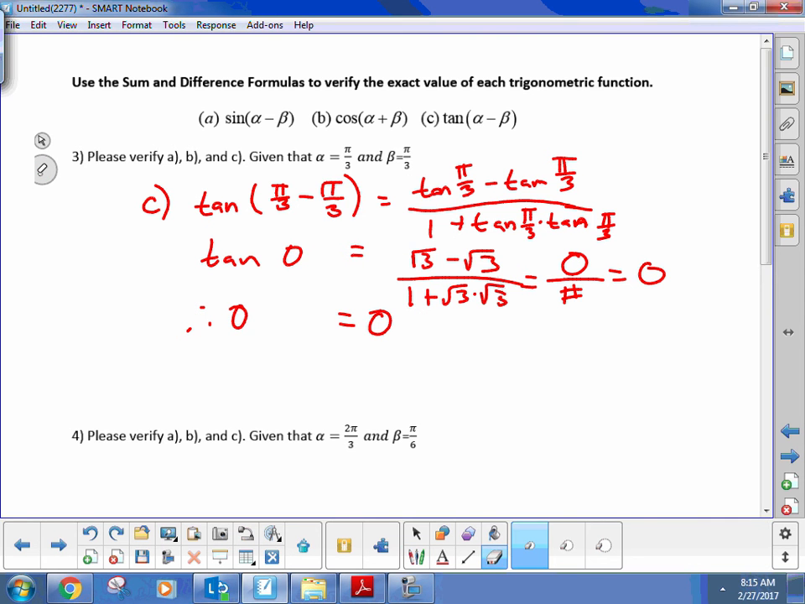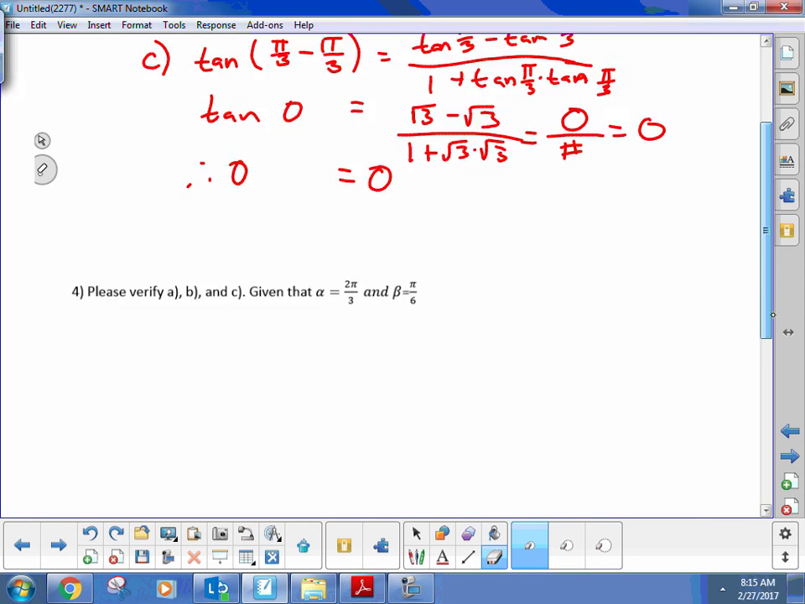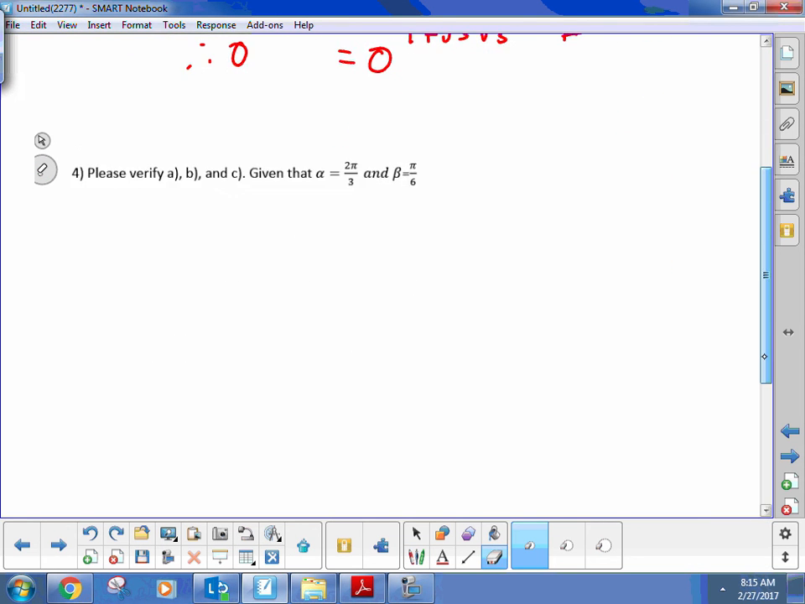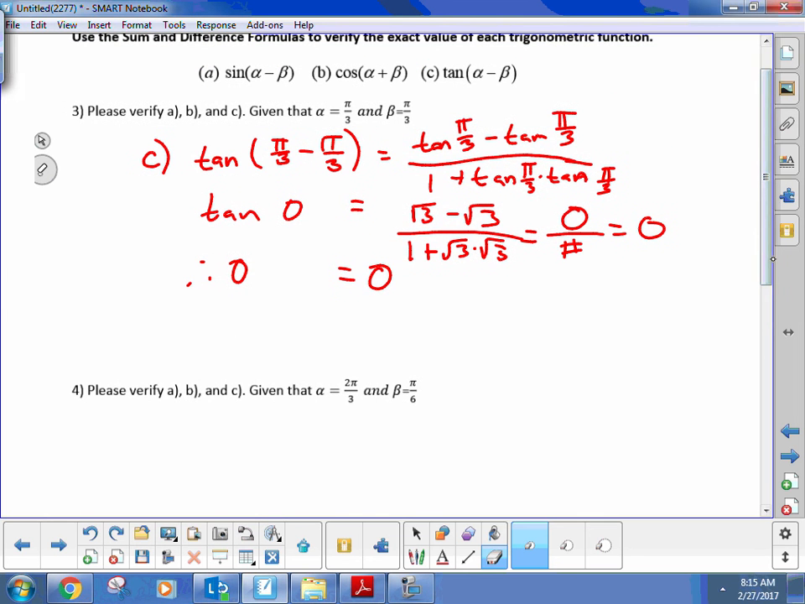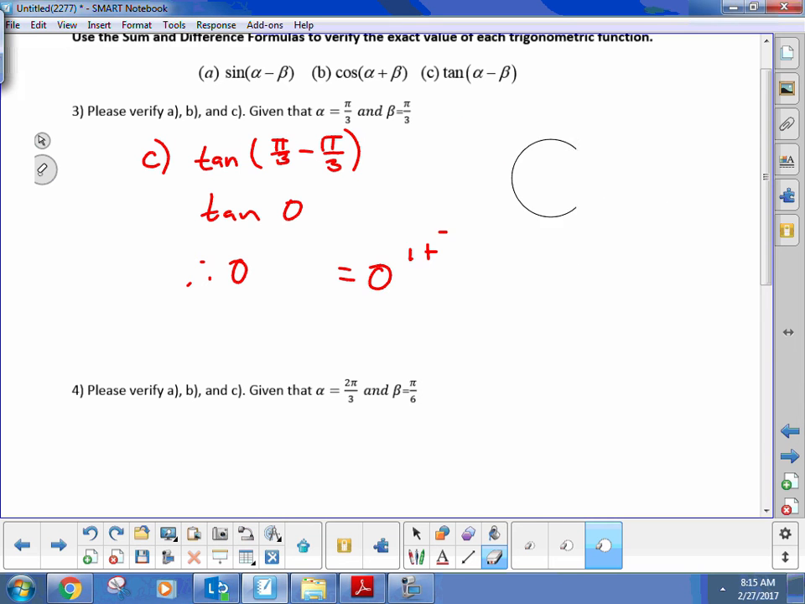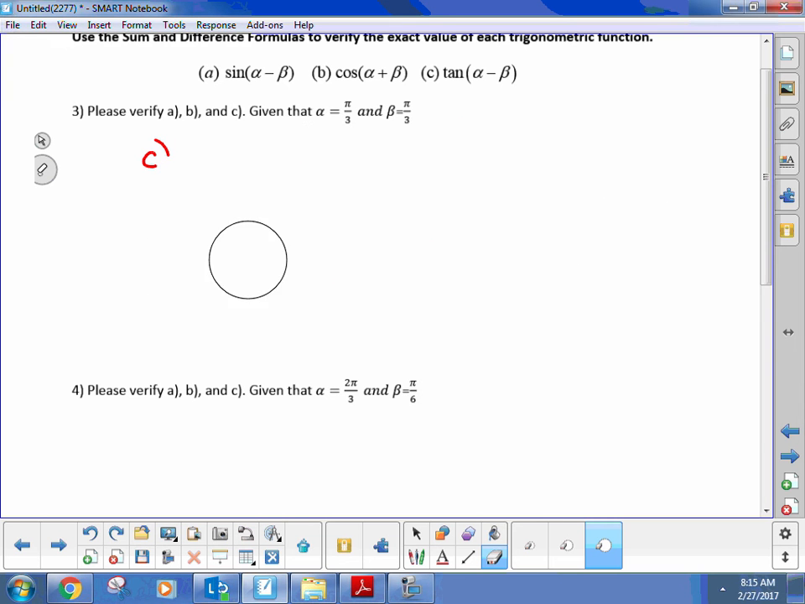All right. Now, I love it. Let's move to question 4. Question 4 is pretty much the same thing, but you're going to be verifying with different values. So I'll do one of the proofs. Maybe I will do all 3. Let's go ahead and see.